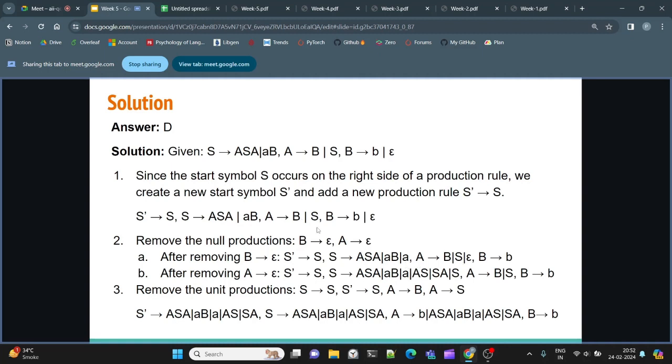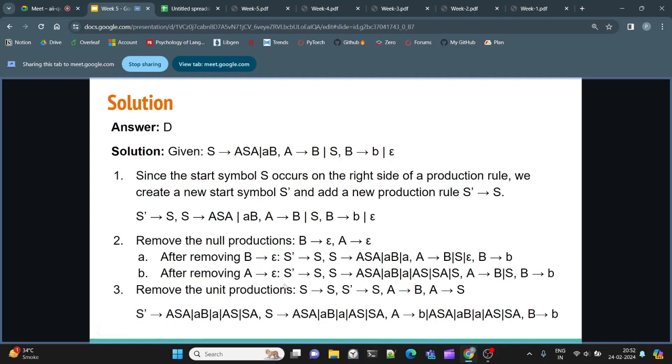Next is we have this one. Here again B is on the right hand side. So if we replace B by epsilon, what do we have? We have an epsilon. That is what we have added here. And finally this one. So B to epsilon we already handled. What remains is capital B to small b. Okay, so this is the production rule that I get after handling this null production.